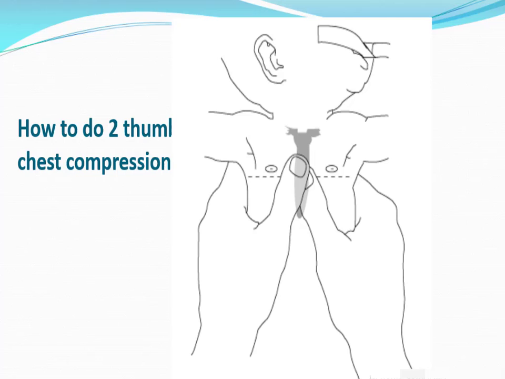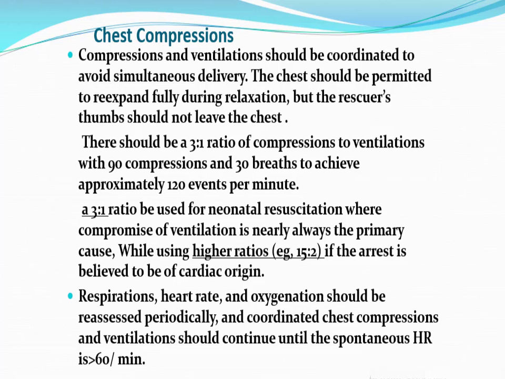And this is how to do two-thumb chest compression in a newborn. Chest compression and ventilation should be coordinated to avoid simultaneous delivery. The chest should be permitted to expand fully during relaxation, but the rescuer's thumbs should not leave the chest. There should be a 3:1 ratio of chest compressions to ventilations, with 90 chest compressions to 30 breaths by ambu bag, to achieve approximately 120 events per minute.